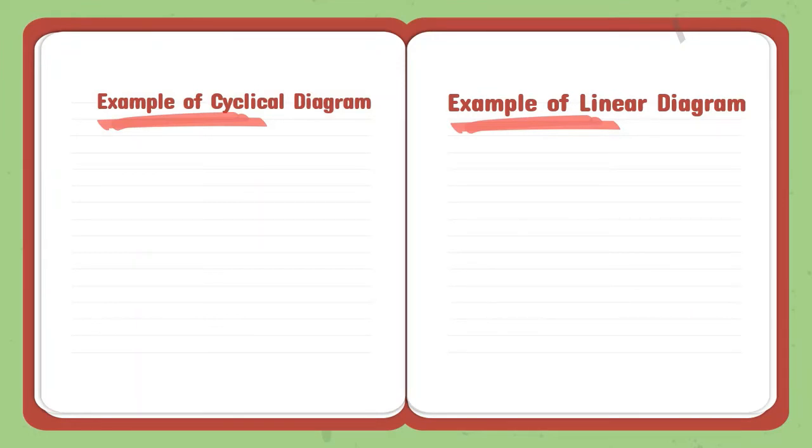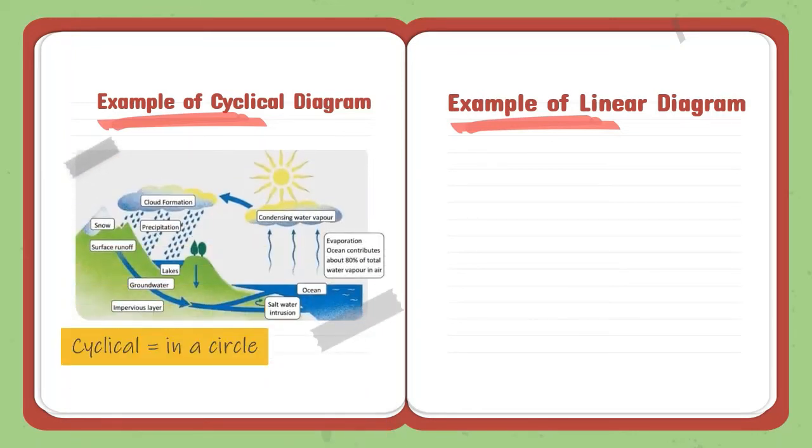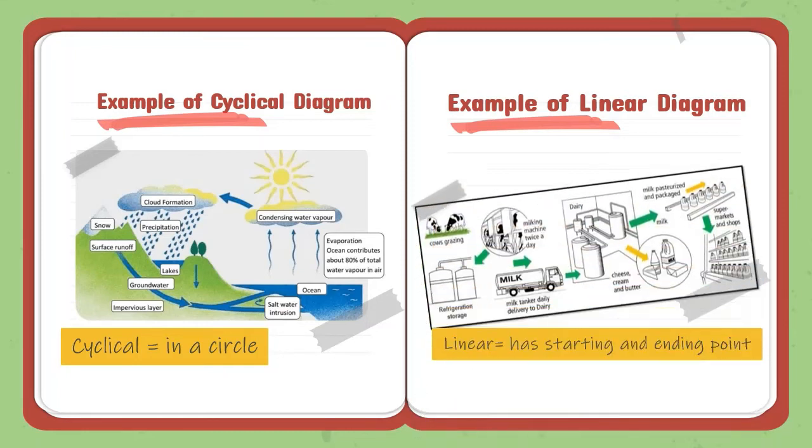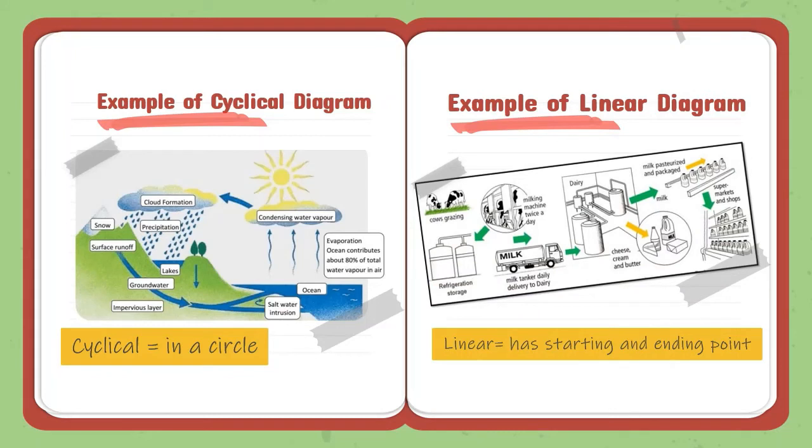If you're still confused about what is cyclical or linear, here are the examples. Cyclical means the process goes in a circle. Let's say in the example given, the first step starts with condensing water vapor. Then the process goes in circles starting from cloud formation, surface runoff, saltwater intrusion, and then it goes back again to condensing water vapor. While linear means that the process has its starting and ending points.